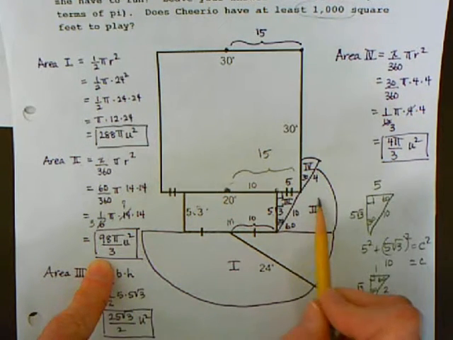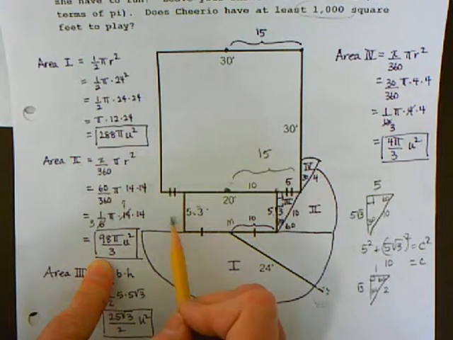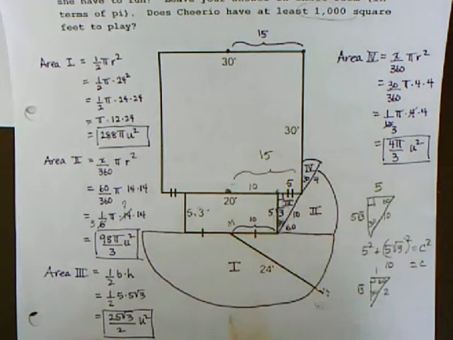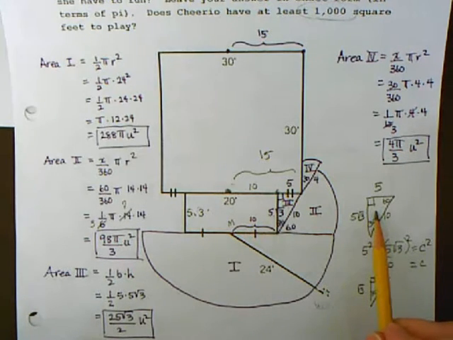That's just this one. Remember, I have an identical one on the other side. Area 3 is this triangle here. Okay, and the triangle, I've got to find the area of this triangle right here.